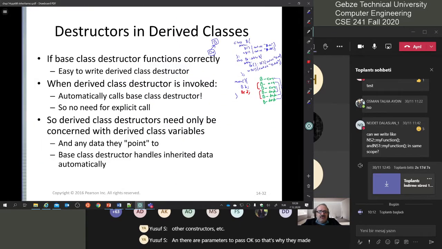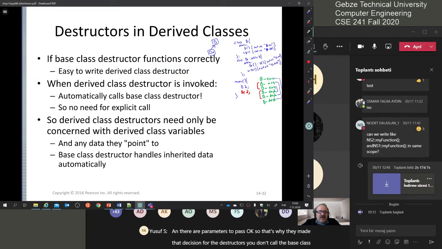For the destructors, you don't call the base class's destructor in the derived class destructor, but for the constructor, it is just the opposite. You should call it, okay? Don't let the compiler call the base class's constructor for you.